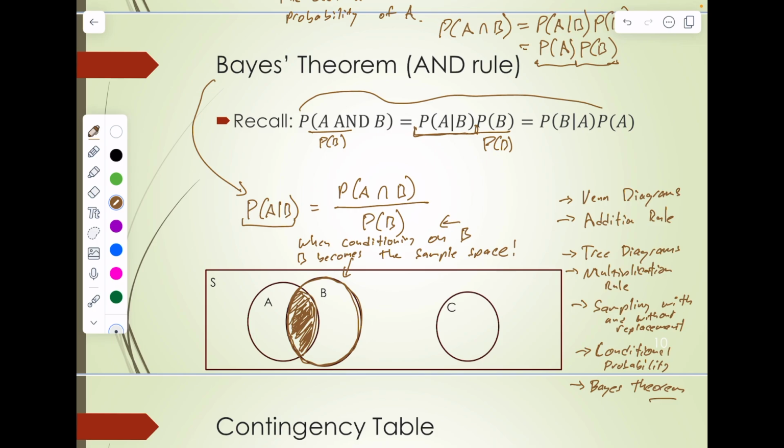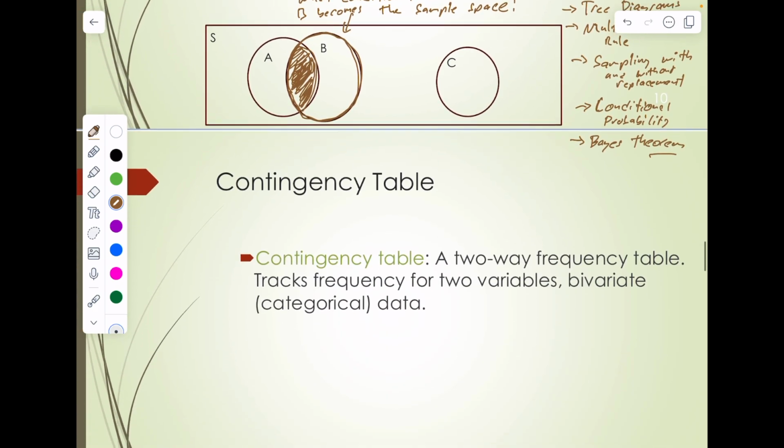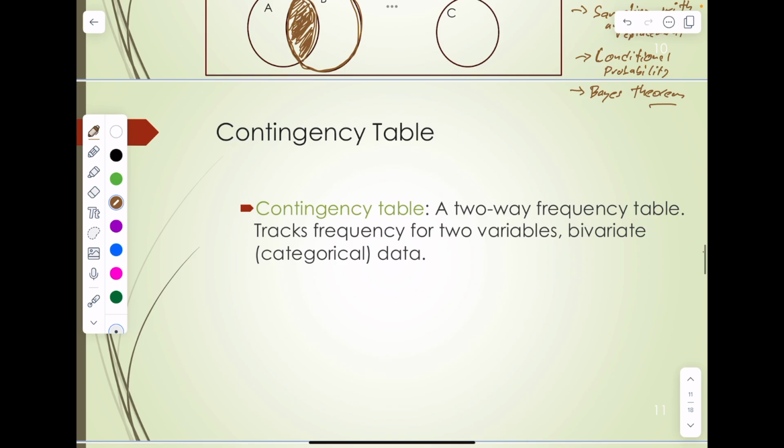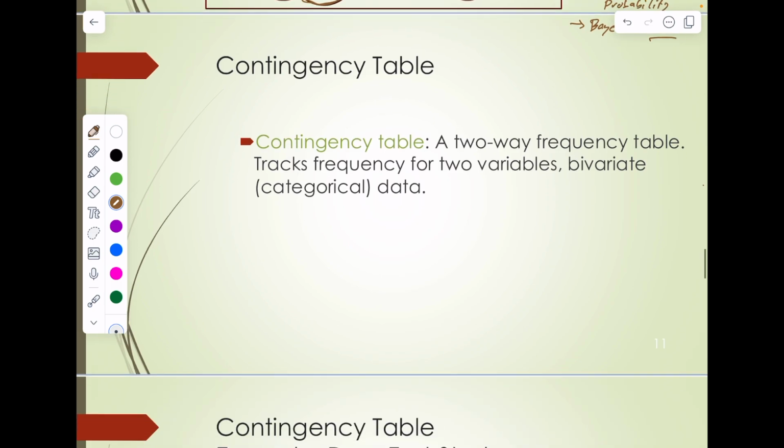Now we are going to put all of these rules in practice as we talk about yet another conceptual tool, contingency tables. So a contingency table is a two-way frequency table. It tracks the frequencies for 2 variables. This is bivariate categorical data. Okay, so that's all a contingency table is. It is a two-way frequency table. Now, how it is used, there's a lot we can say about that. Let's begin with an example.